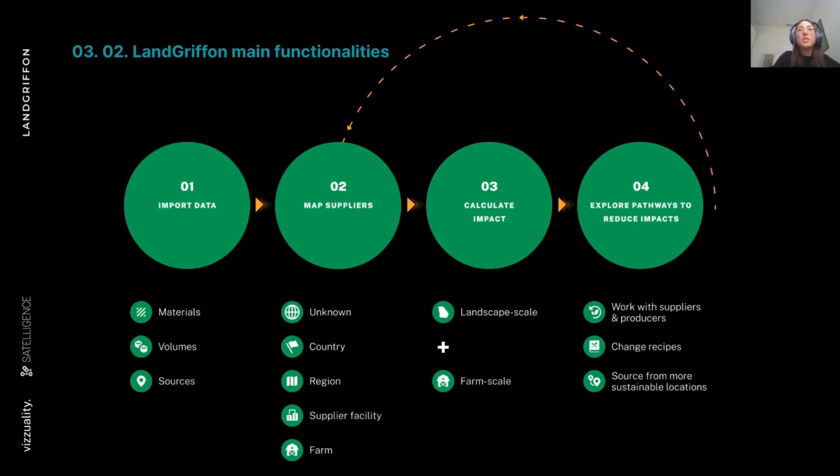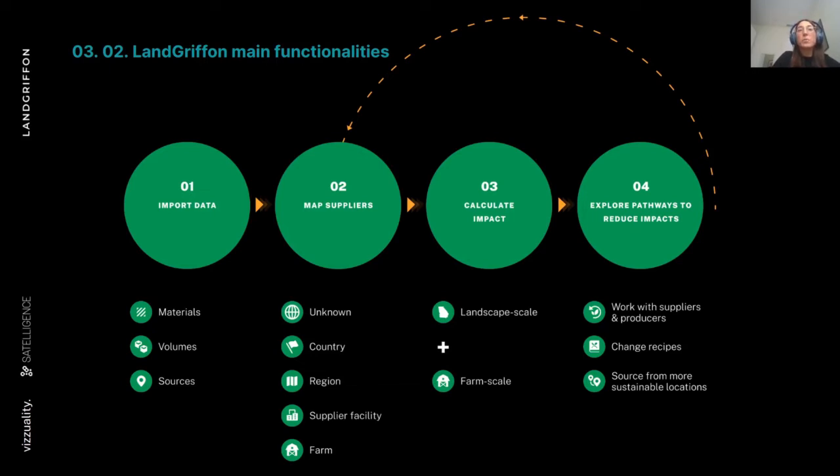The platform is based on 4 different parts. First, the users have to import the procurement company data. As a minimum, we will need the information of the materials and the volume that the company is buying and the information they have regarding the sourcing location. Then, using this information, we geolocate the different suppliers based on a location type, which are the ones that we have under the point 2. For example, a farm location, a region, or a country of production.